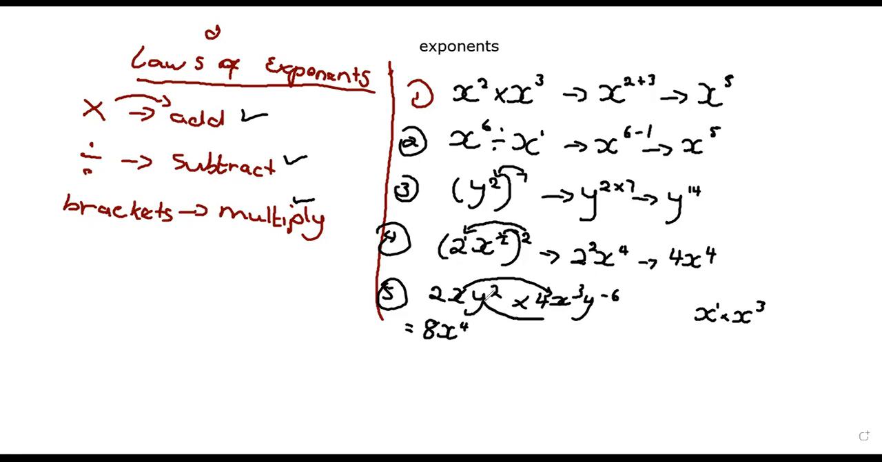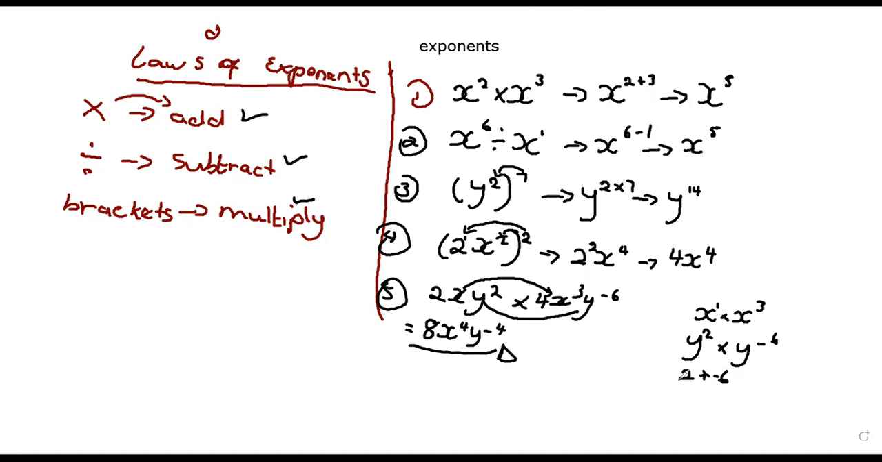Then y squared multiplied by y to exponent negative 6. Take one base, you add the exponents: 2 plus negative 6. It will be negative 4. So it's 8 x to exponent 4 y to negative 4, like this.